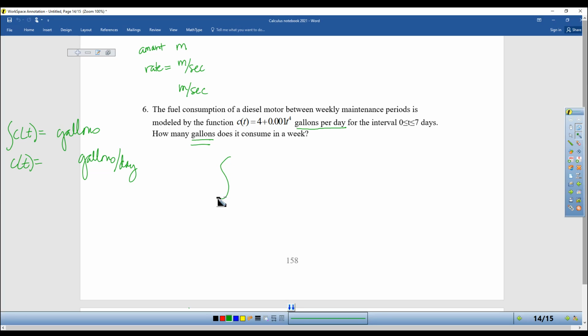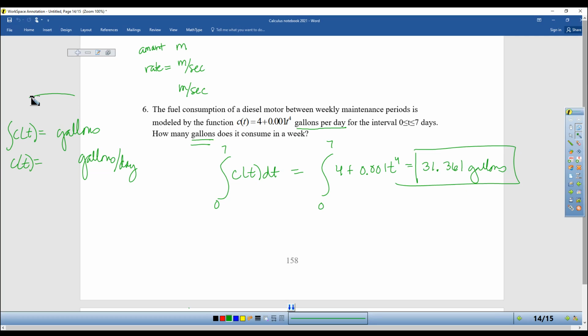So how many gallons does it consume in a week? Well, there's 7 days in a week, so the integral of C of t. And I don't think that this is anything so spectacularly challenging that I'm excited to show it to you by hand. So you can go ahead and use your calculator, and it will give you 31.361 gallons. Like I said, the main point of this one is to realize that if you're ever given a rate, you can integrate to find the amount.